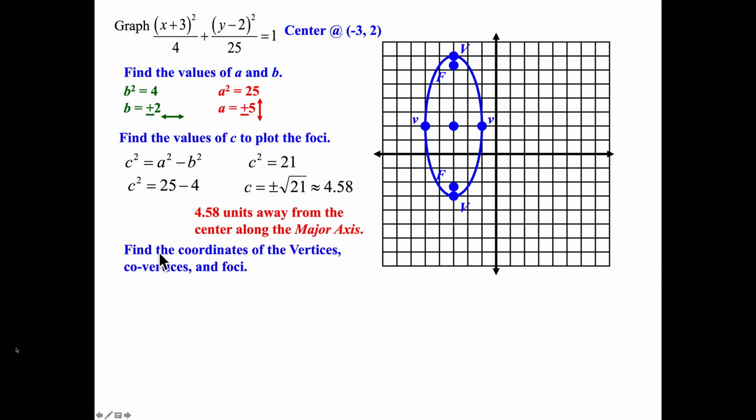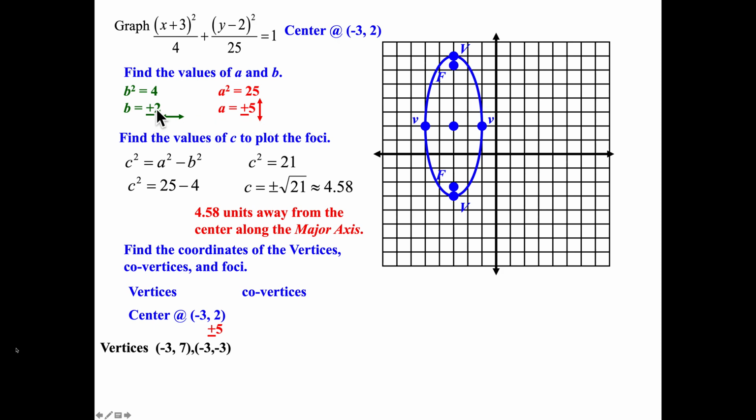you can find the coordinates again without graphing. Everything starts at the center. Now the vertices, add and subtract 5 to the y-coordinate. 2 plus 5, 7. 2 minus 5, negative 3. The negative 3 for the x-coordinate doesn't change. You just change the y-coordinates.